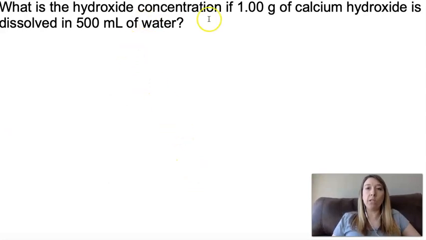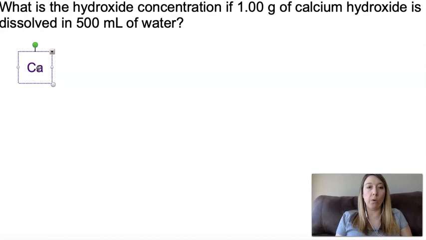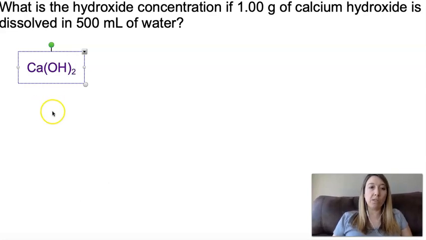So what is the hydroxide concentration if 1 gram of calcium hydroxide is dissolved in 500 mL of water? Same idea again, it's asking for the hydroxide. That's an ion, so we're going to have to start by writing out an equation. All the other questions we've done have been ionization equations, but calcium hydroxide is a base. Bases don't undergo ionization, they undergo dissociation.